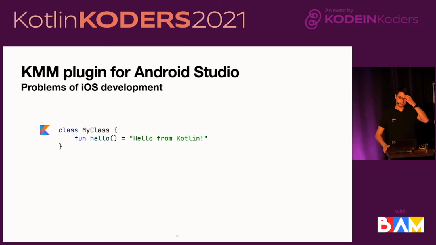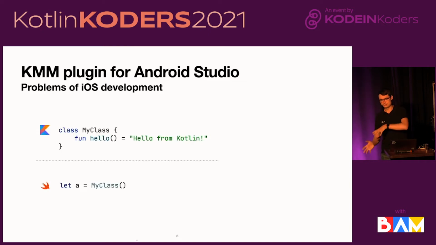Another problem is related to the huge gap between Kotlin and Swift. Of course, these languages are similar, but they actually are very different, and they live in very different universes. For example, if you have a declaration of some class in Kotlin, and you use this class in a Swift file, then first of all, this declaration will be highlighted as unused because Kotlin code doesn't know that somebody in Swift uses it.